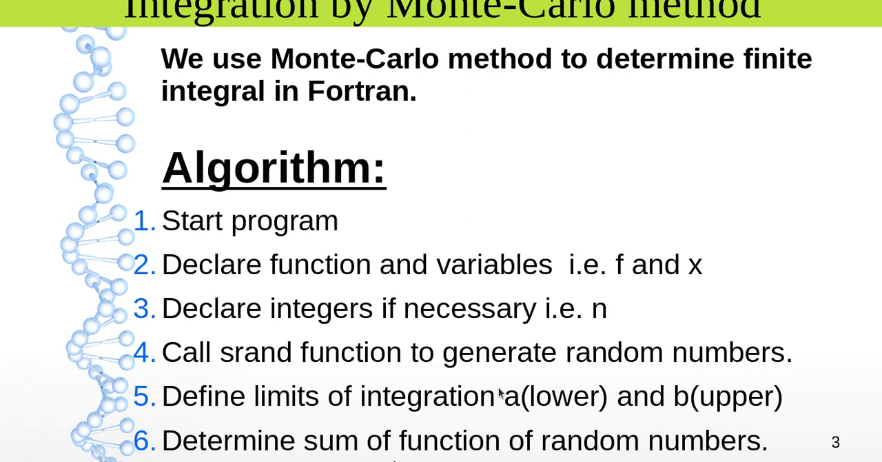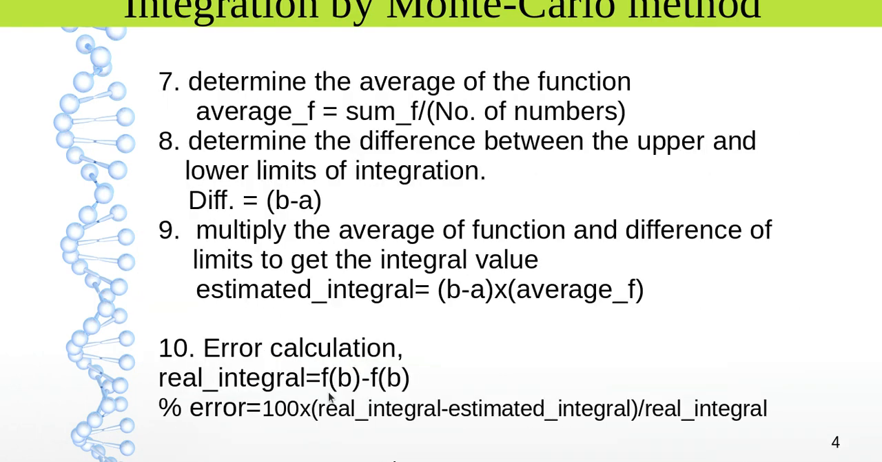In that case the limits of the integration will be a equal to 0 and b equal to 1, and we determine the sum of the function of random numbers. We will generate the random numbers, then define a function of those random numbers, and find the sum of the function of the random numbers. Then we will determine the average of the function. The average of the function will be the sum of the function divided by the number of random numbers. I have missed typing the word random here.